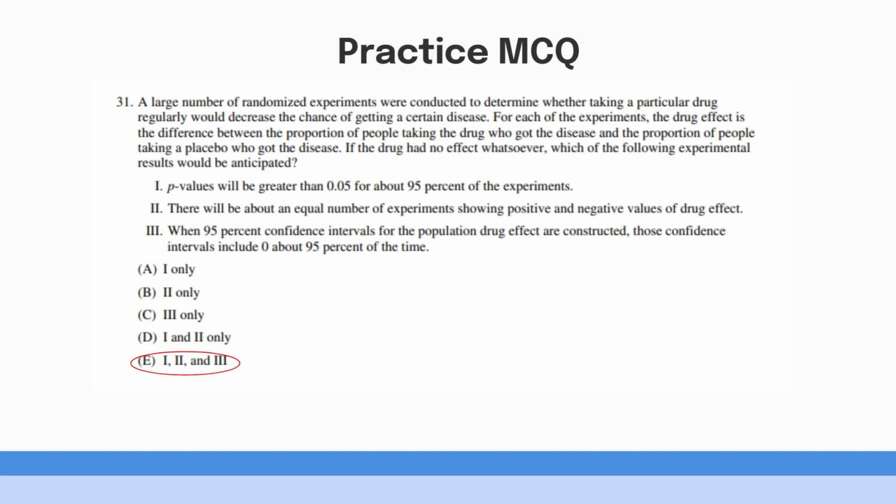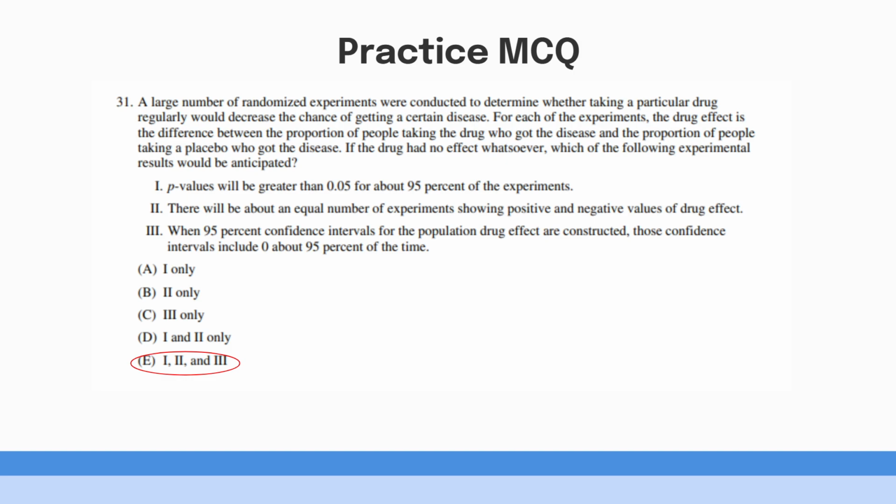So I think, now 3. 1 is the hardest to understand. I think 3 is a little easier. So this is just an interpretation of the confidence intervals. So when 95% confidence intervals for the population drug effect are constructed, right? So when you construct a 95% confidence interval, when there's 0 in that, that means that there is a chance that the drug has no effect whatsoever. So if it's in there, that's 0. So the true difference is 0 because we're saying the drug had no effect whatsoever, so there is no difference between them.